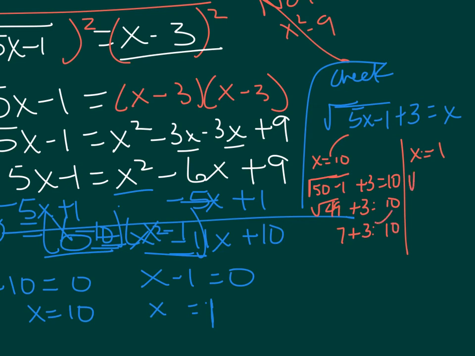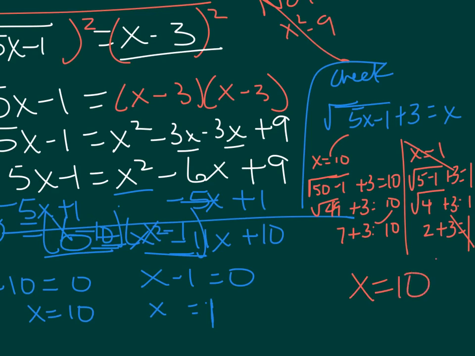Checking the 1: 5 minus 1, plus 3 should equal 1. Square root of 4 plus 3 equals 1. Two plus 3 does not equal 1. X equals 1 is not a solution, so this is it.